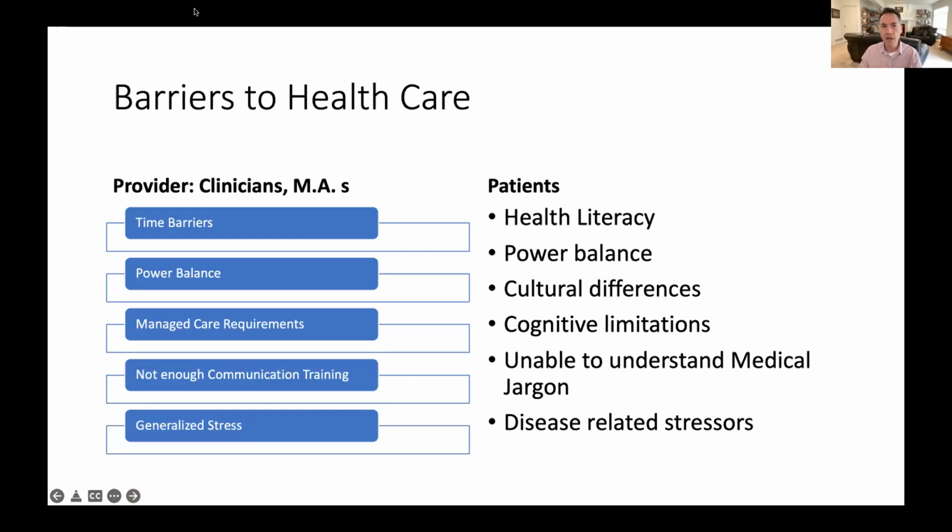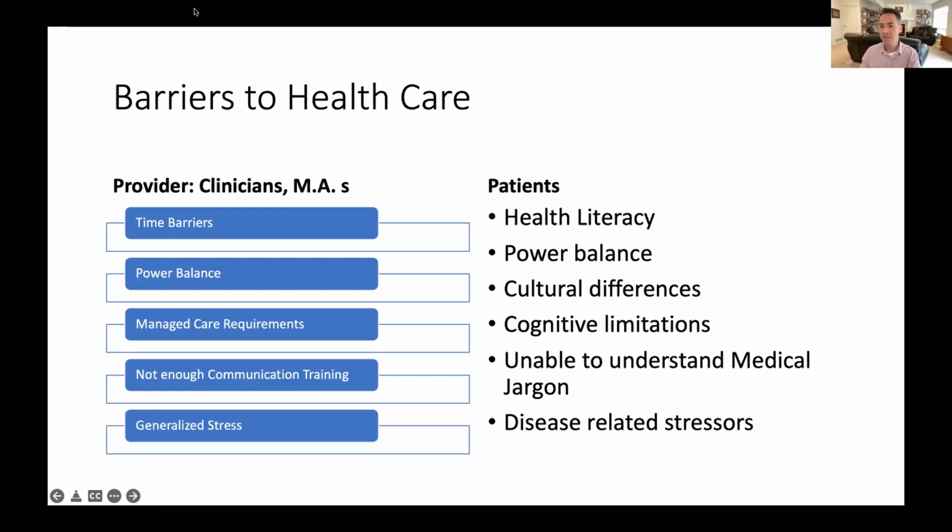Now, patients also have barriers to healthcare. Some of them are health literacy. Estimates show as much as 30% of the US population has very minimal health literacy at all. They have no idea how the human body works. Again, power balance. There are cultural differences that we talked about too, and also cognitive limitations that some patients may have. And a big one here is being unable to understand medical jargon. So there are barriers to healthcare too.